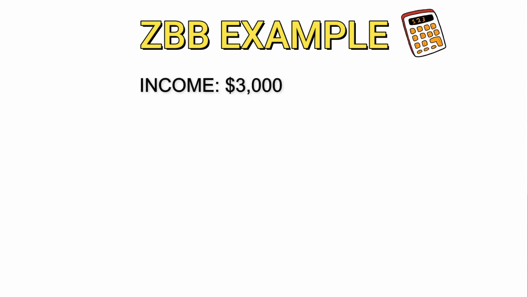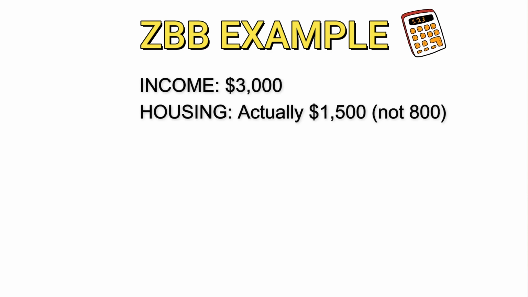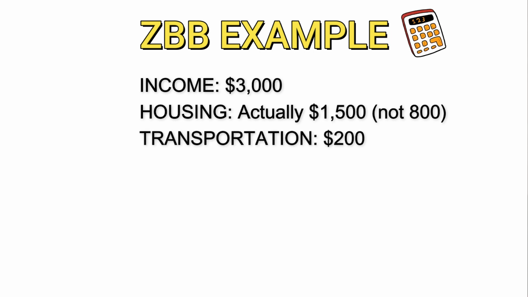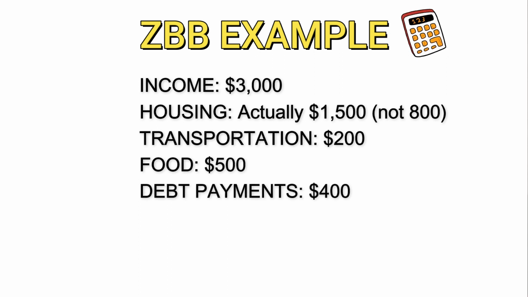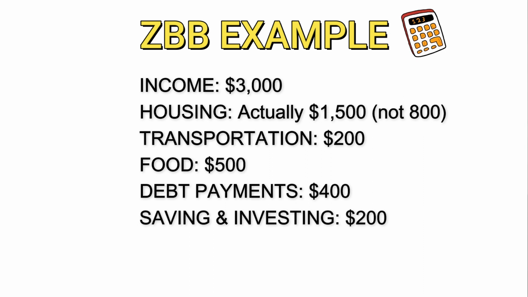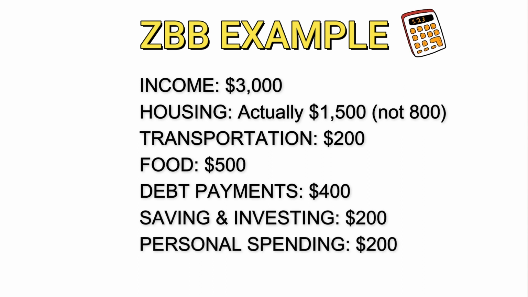Let's say your income is $3,000 a month: housing $800 with rent, mortgage, utilities, and insurance; transportation at $200, car payment, gas, public transportation; then food at $500, let's say groceries, eating out; debt payments at $400, student loans, credit cards; saving and investing at $200; personal spending $200 for clothes, entertainment, etc. As you can see in this example, every dollar in the monthly budget has been allocated to a specific category.